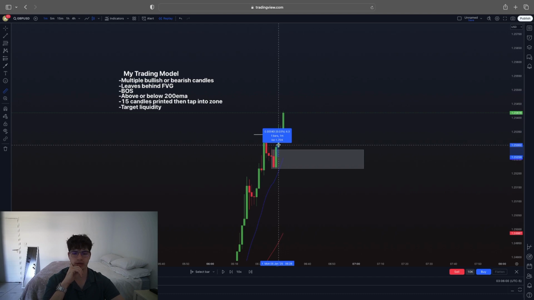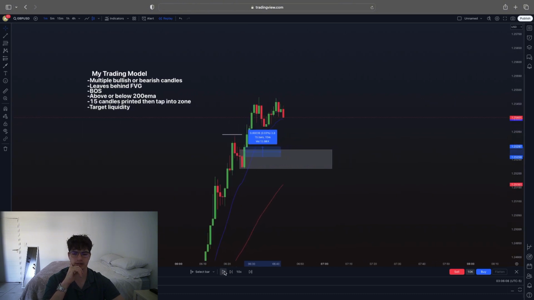You can go 1, 2, 3. There's only 3 at the moment. We need 15 candles to be printed. So I'm just going to hit this, and there we go.